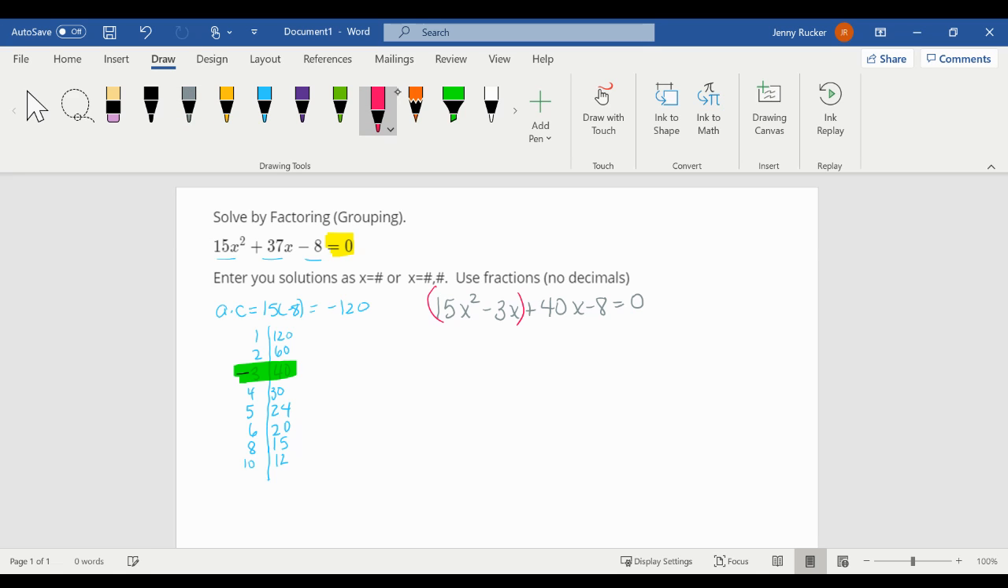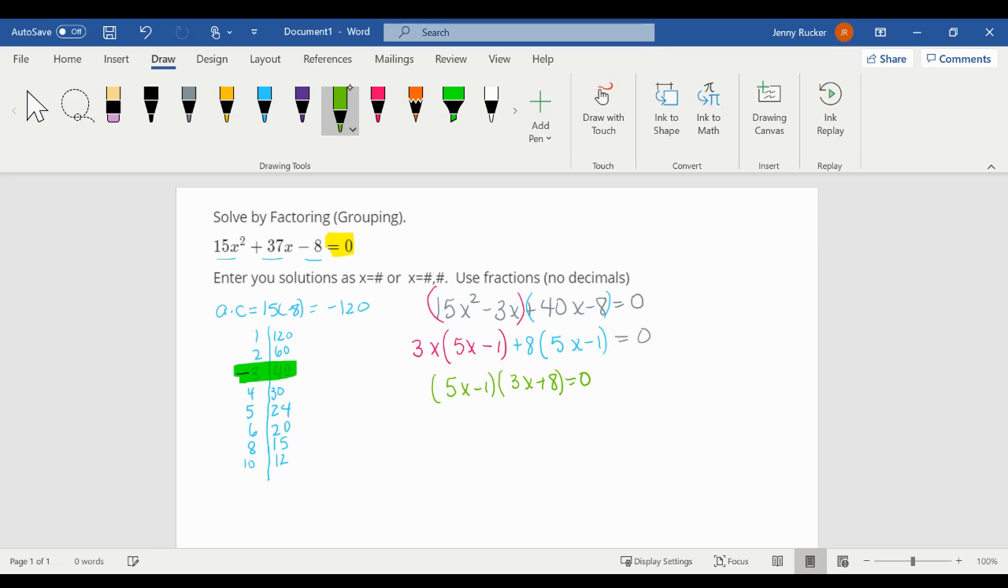We'll create a pink group and a blue group. Out of the pink group, our GCF would be 3x, and that would leave 15 divided by 3 is 5, and that would be x minus 1. Out of our blue group, 40 and 8, our GCF would be plus 8, and that would leave 5x minus 1. So you can see that we're on the right track and doing really well because we have this 5x minus 1 as a common factor, and then we'll just group those GCFs that we pulled out, 3x plus 8.